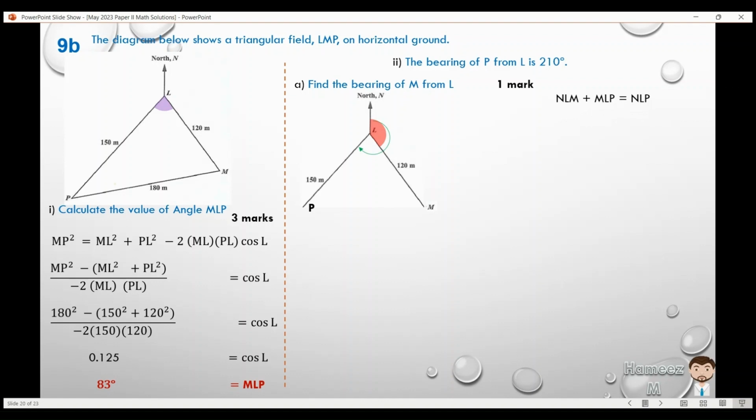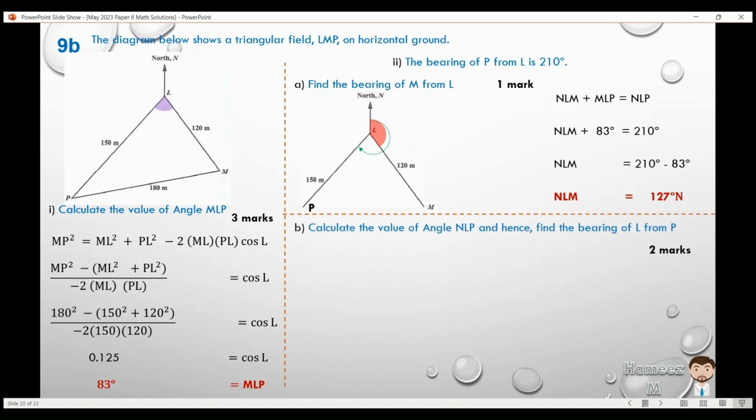And we can substitute because we know MLP is 83 degrees and NLP, that bearing was 210, that was given. So NLM, the red, is 210 minus 83, which is 127 degrees. And because you're asking us to find a bearing, then NLM is 127 degrees north. Normally, when we write bearings, we want to have 3 values along with the degrees and north sign to indicate that that's where we're starting from and turning in a clockwise direction.